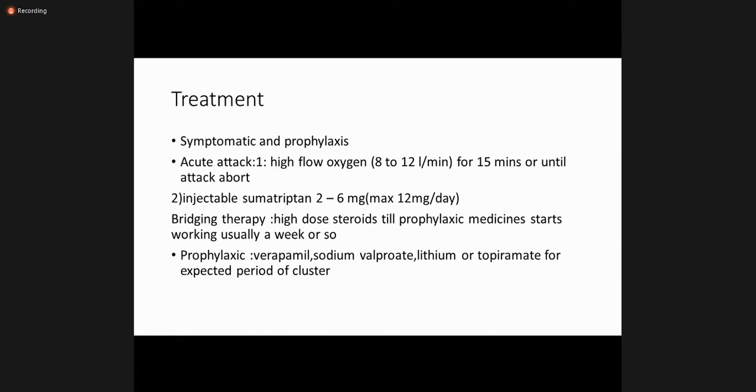Later on, you have to put the patient or switch the patient to prophylactic drugs that include verapamil, sodium valproate, lithium compounds, topiramate, especially when you are suspecting the period of clusters. So you have to put them on these prophylactic drugs.